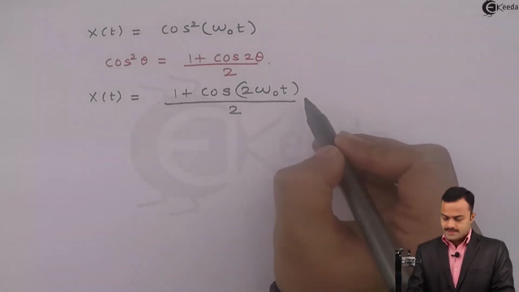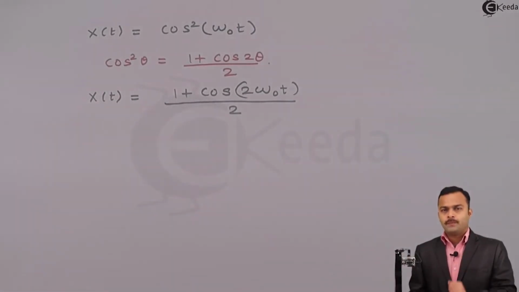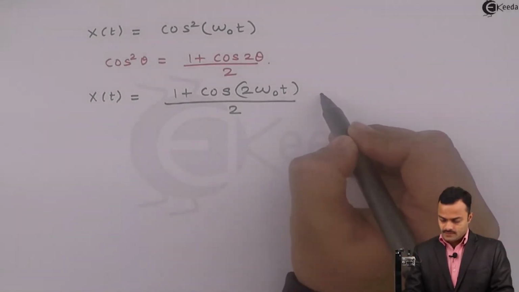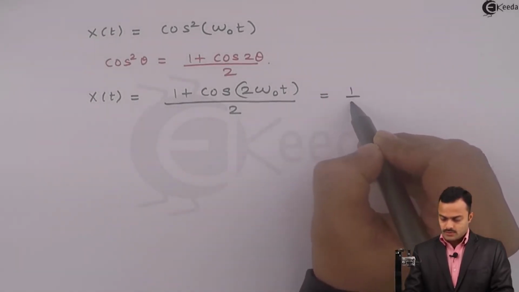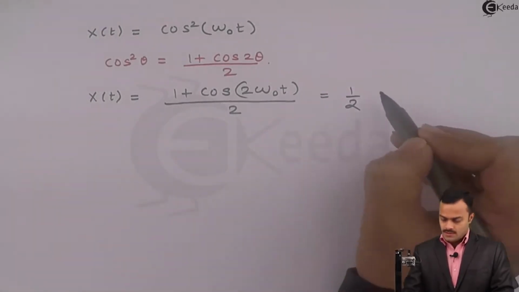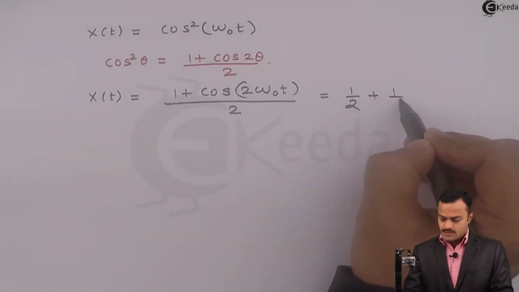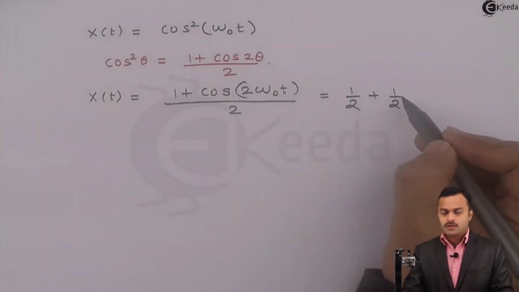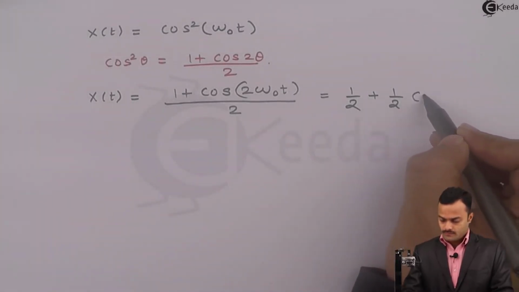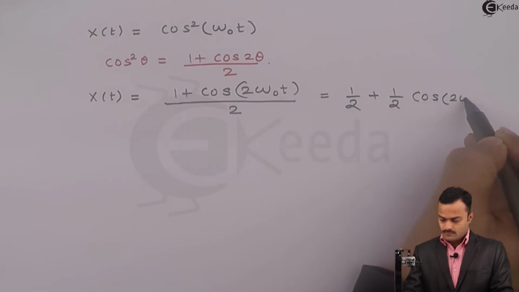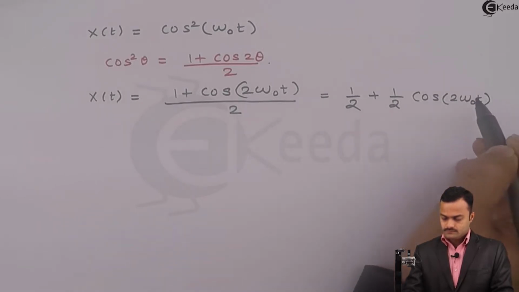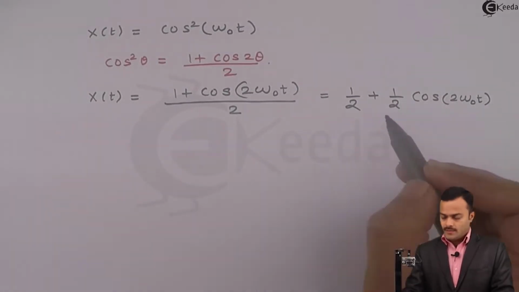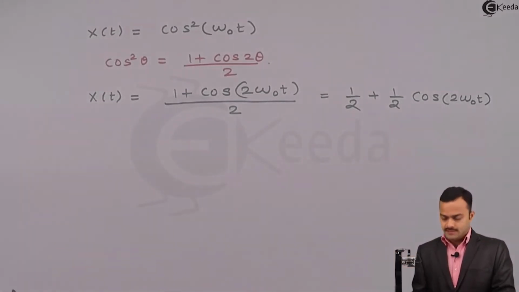Now this signal has two parts in it. The first part is a constant number 1 by 2 and the second part is a sinusoidal function of magnitude 1 by 2. Now let's find out the energy of this signal.